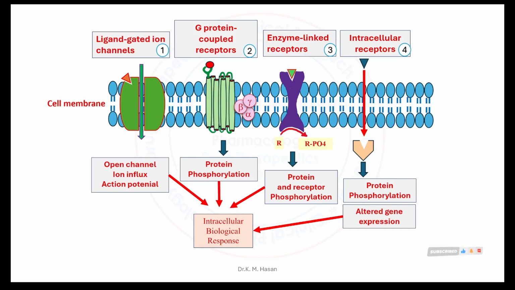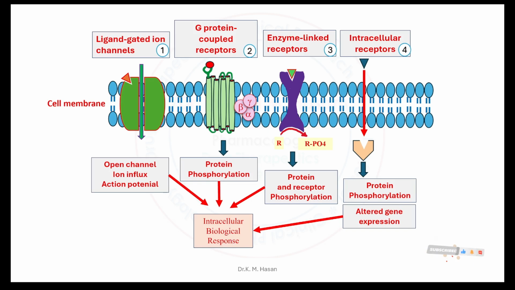Okay, the second family, G protein coupled receptor, and you can see the G protein here. You can see the receptor first of all, and this receptor binds to the G protein, which consists of alpha, beta, and gamma subunits. So what happens here when the agonist, the endogenous substance, binds to the receptor, this small circle here? When the drug binds to the receptor, this will activate the receptor and then activate the G protein. The activation of the G protein leads to protein phosphorylation that produces the biological response.